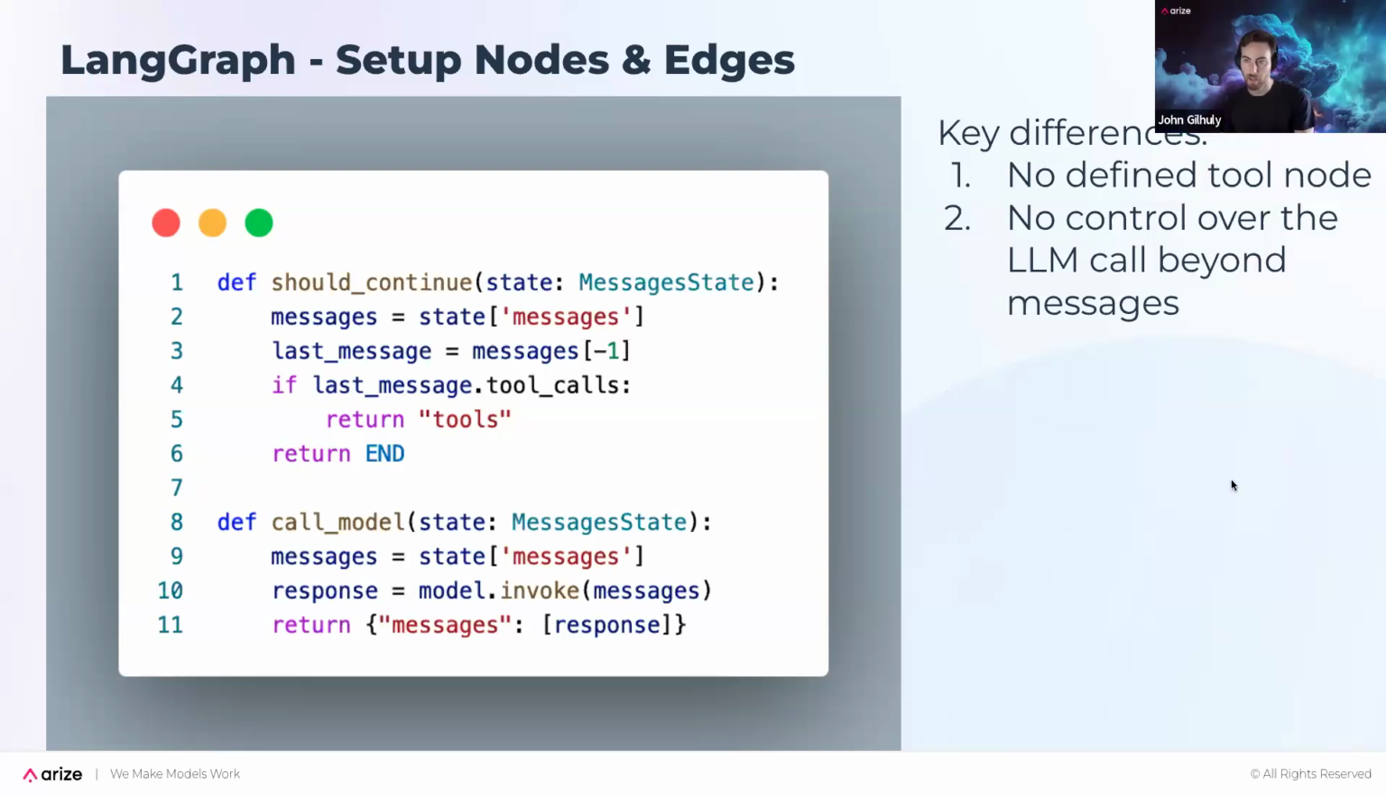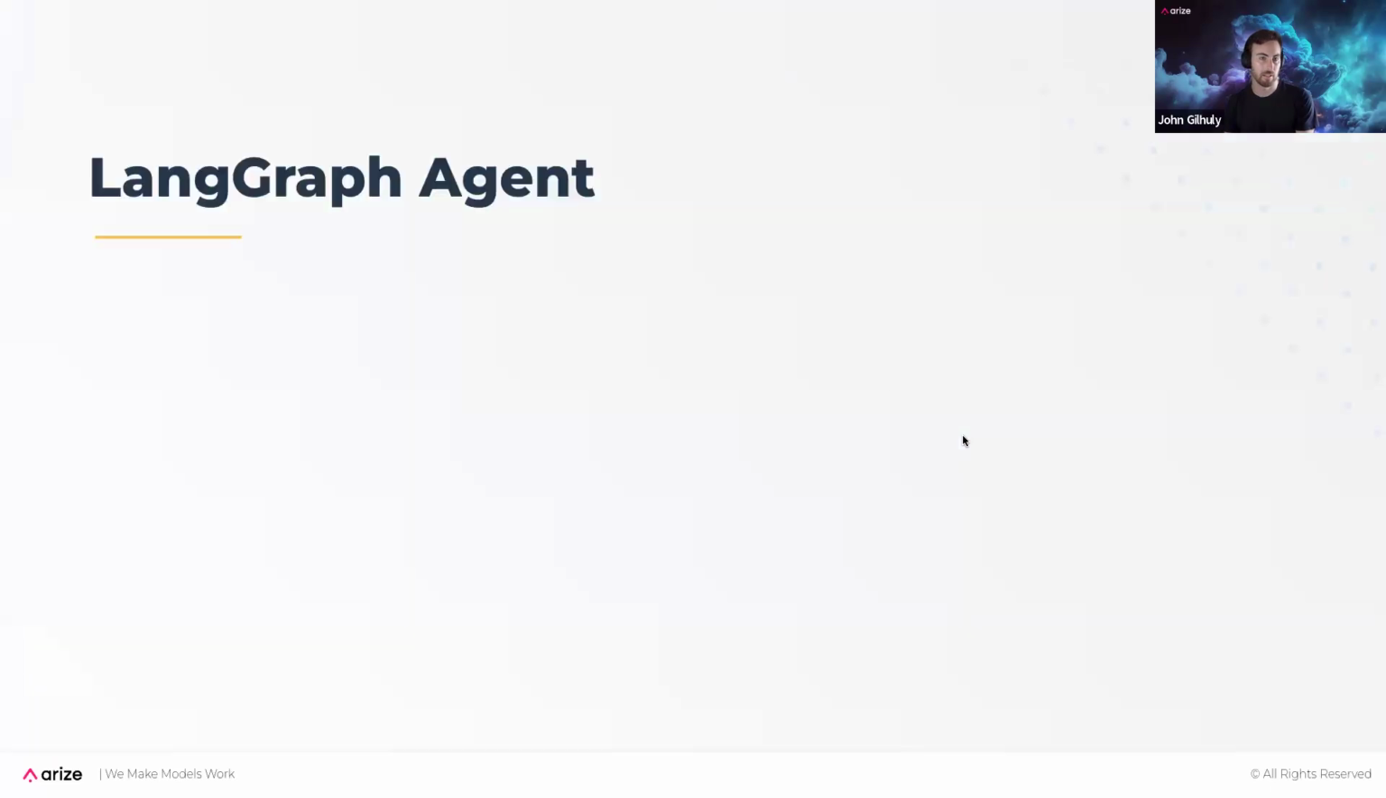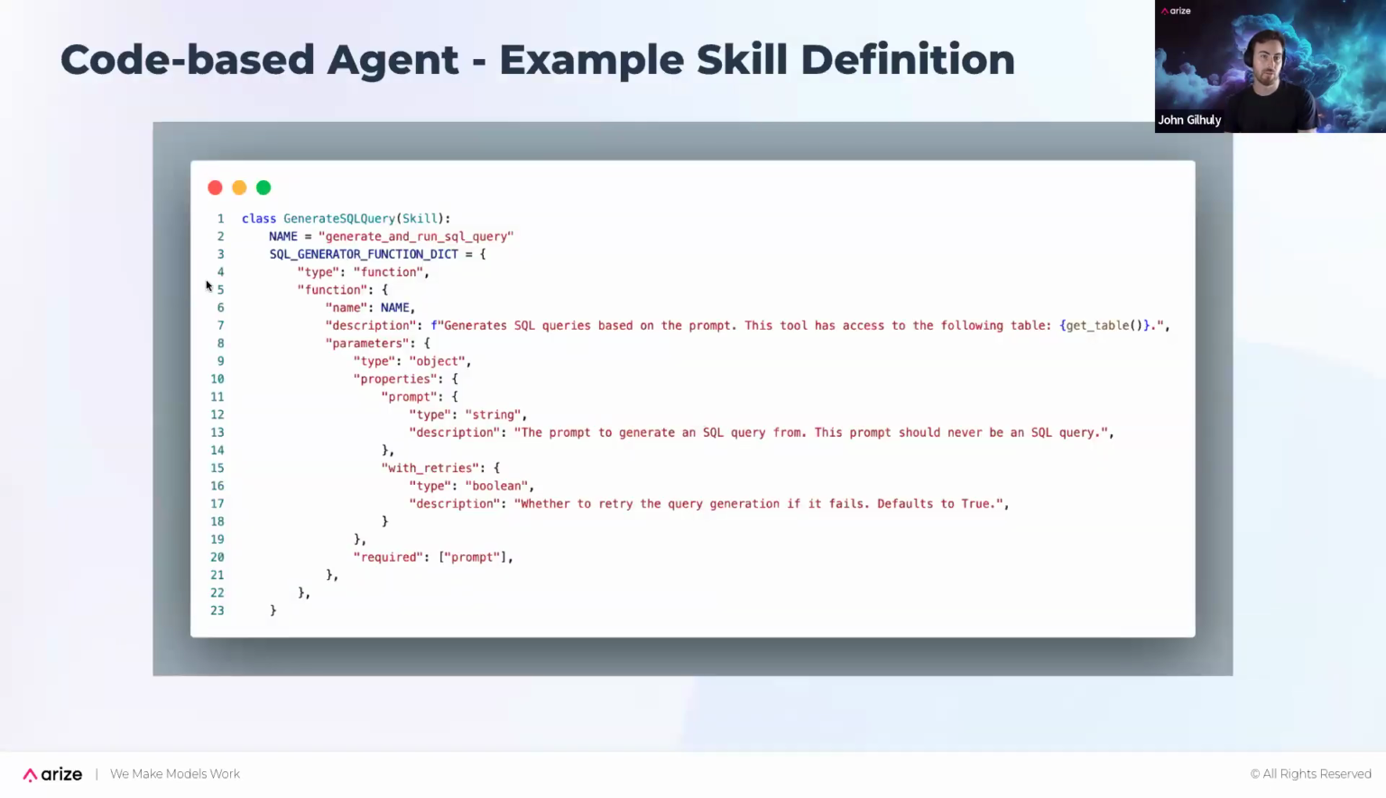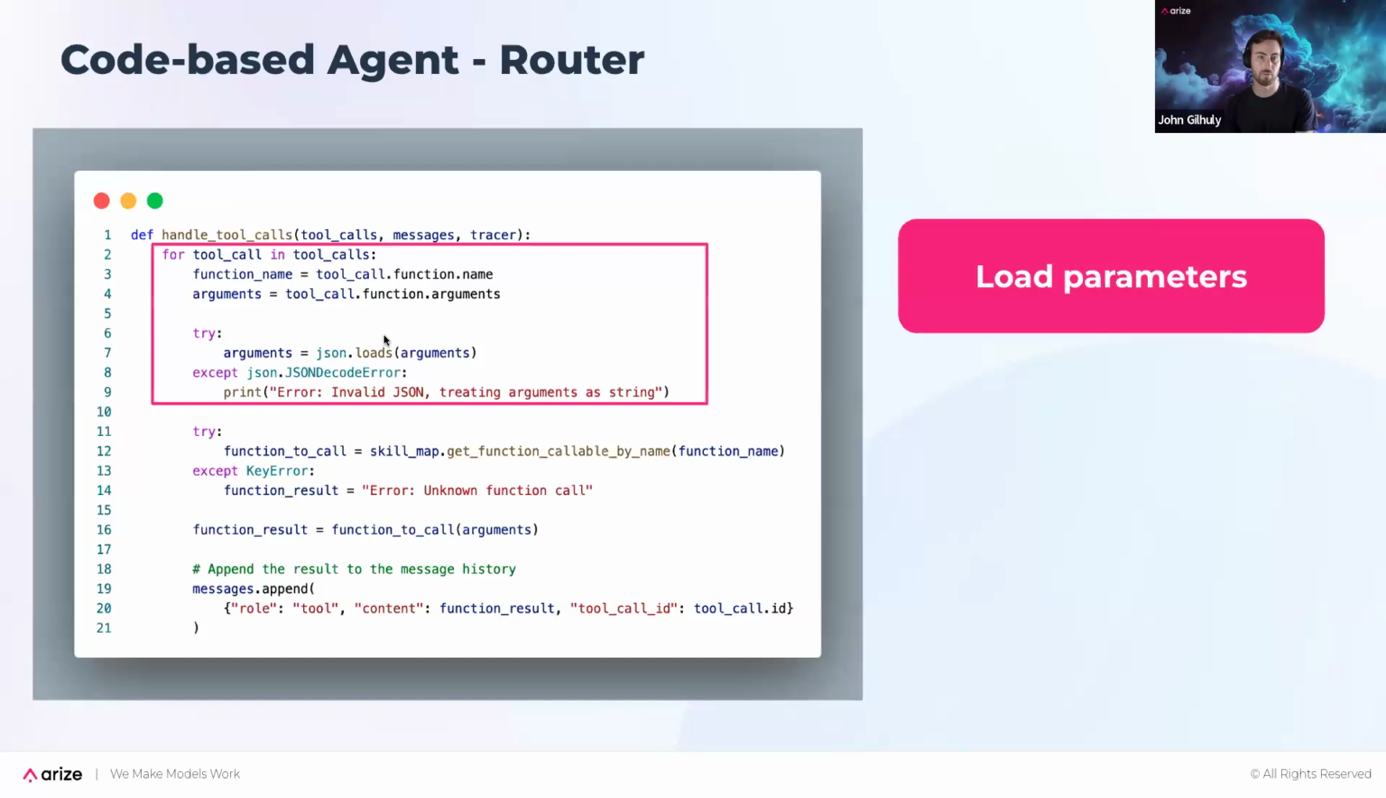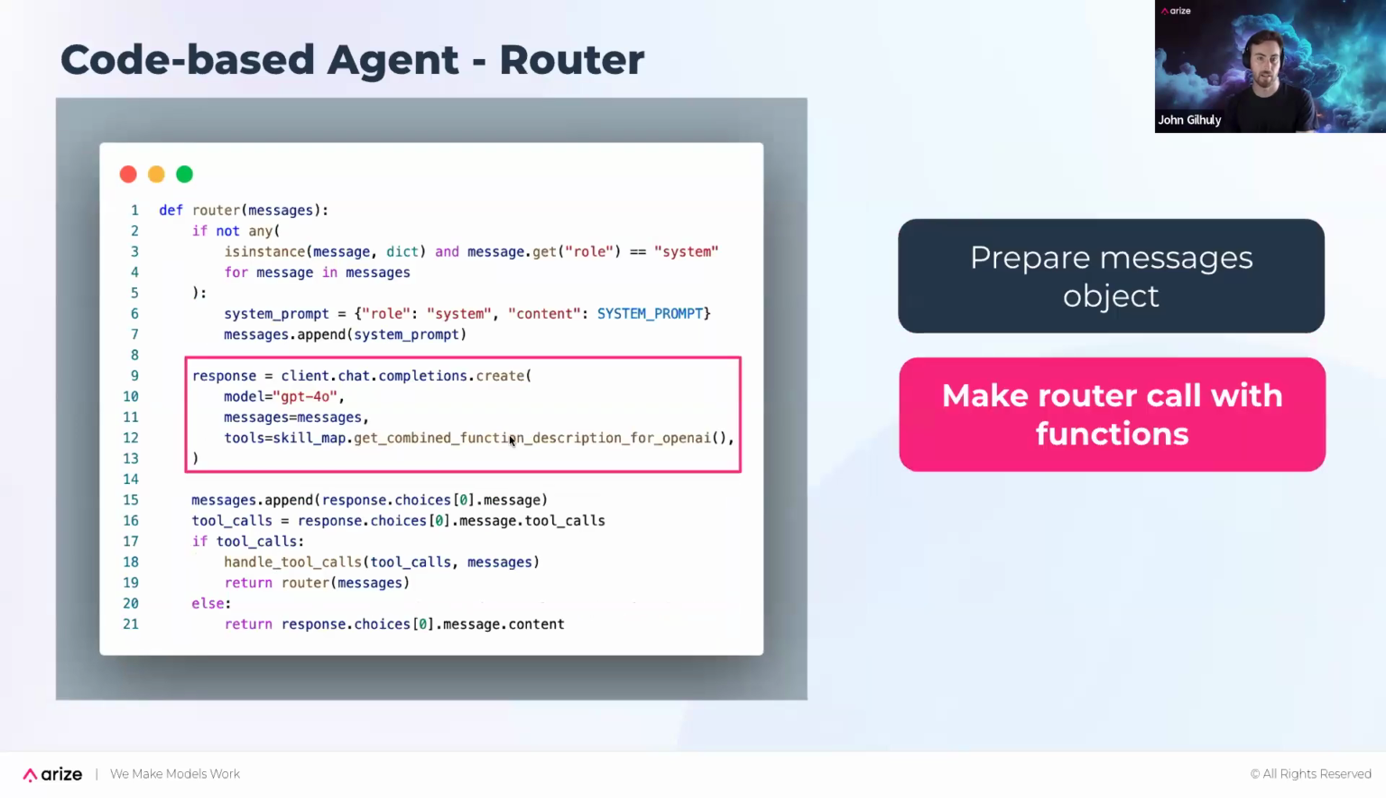Yeah, so I think that's referring to the function itself and how it knows what the function looks like. So in the code-based example, that comes from this big JSON object here that we're passing into it. And you can see that's where we pass it into it in this get combined function description for OpenAI that just returns a big list of those JSON objects. So that's how it knows in the code-based example.